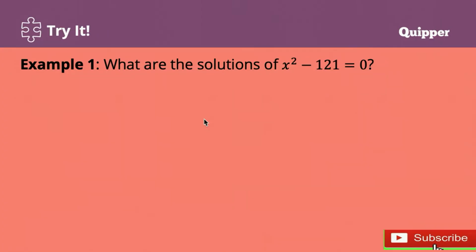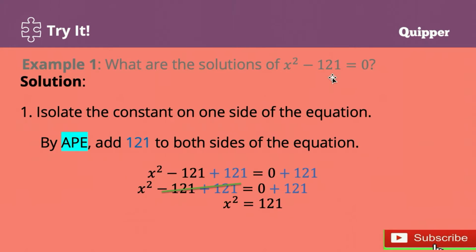Let's try these examples. Number 1. What are the solutions of x squared minus 121 is equal to 0? To determine the solutions of this quadratic equation, we need to follow these steps. First, isolate the constant term on one side of the equation, or we are going to separate the variable term and the constant term. By addition property of equality, we need to add 121 to both sides of the equation.